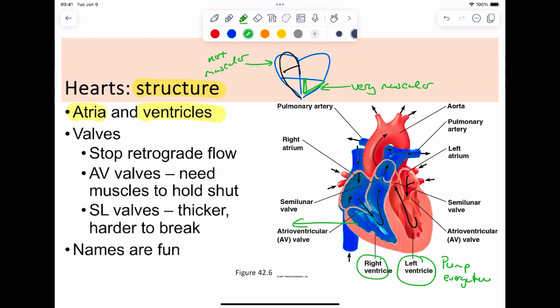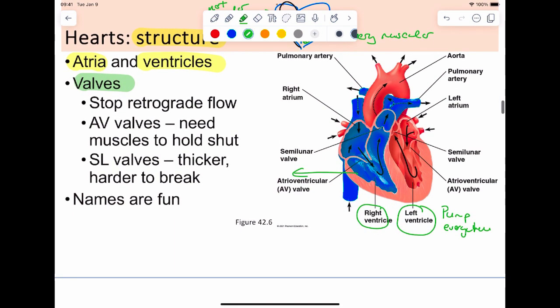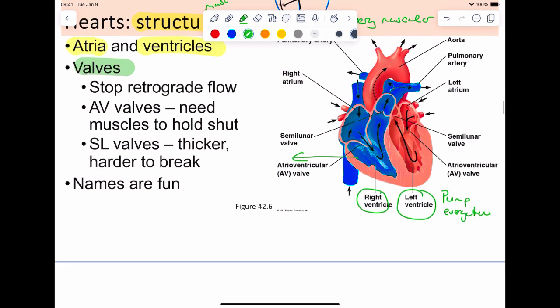So how can we then, Kate, make sure that we have blood flowing the right way? Well, we need to have heart valves. The point of the valves is to ensure one-directional flow, so we call that preventing retrograde flow. Retrograde, of course, meaning backwards. There are two sets. Set number one are called the AV valves.